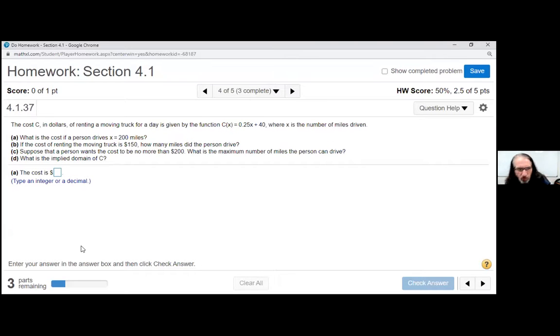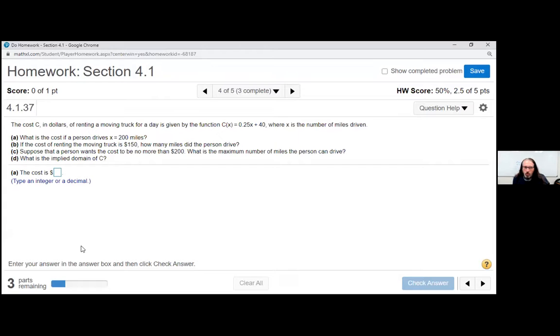Okay, now let's look at an application of a linear function. The cost C in dollars of running a moving truck for a day is given by the function C of x equals 0.25x plus 40, where the number of miles driven is represented by x.